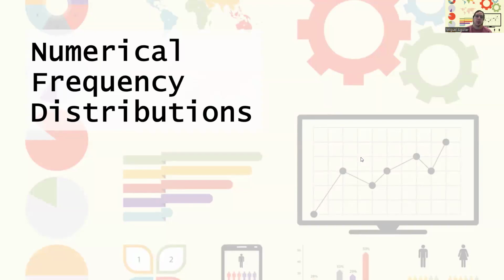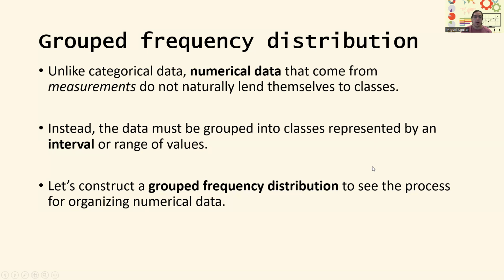Constructing a numerical frequency distribution requires a few different considerations compared to categorical frequency distributions that we saw in the last video. So first of all, unlike categorical data, numerical data that come from measurements do not naturally lend themselves to classes. Instead, the data must be grouped into classes represented by an interval or a range of values.